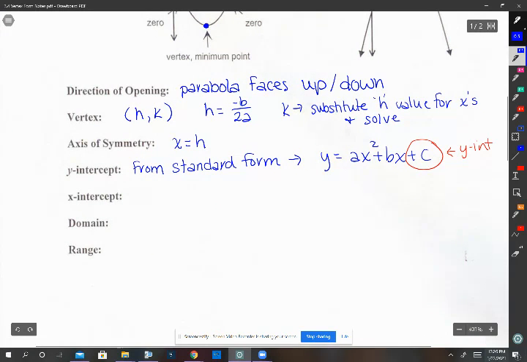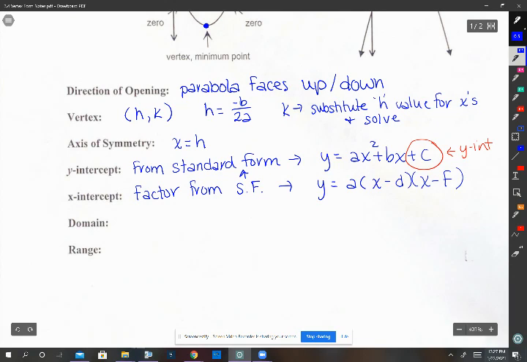Our x-intercepts, we're going to factor. So the way we find it is we're going to factor from standard form. I'm just going to write SF for standard form. We're going to factor from standard form so that it looks like y is equal to a times (x minus d) times (x minus f). We'll just pick different letters. All right, and so then your x-intercepts are going to be the points (d, 0) and (f, 0), whatever they happen to be when you solve.